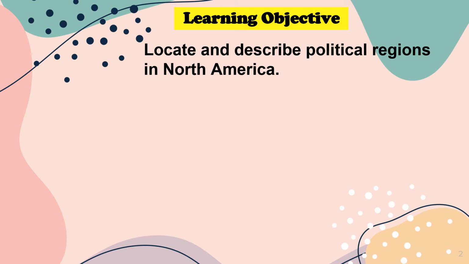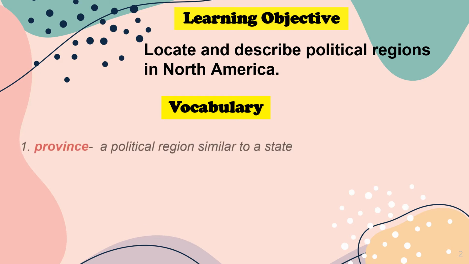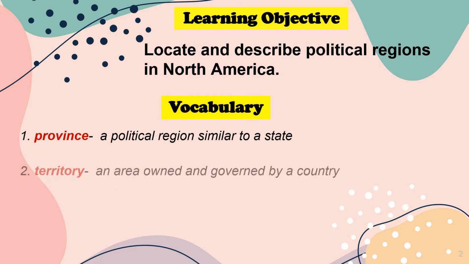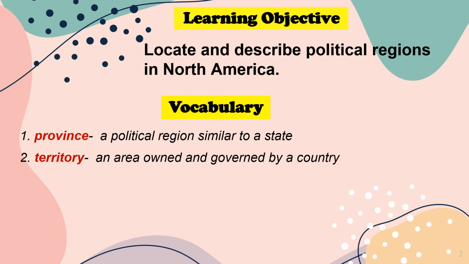All right, so let's have first the vocabulary of the lesson. So we have 6 challenging words. Let's start with province. It is a political region similar to a state in the United States. It is an area of land that is part of a country. Number 2, territory. It is an area owned and governed by a country.